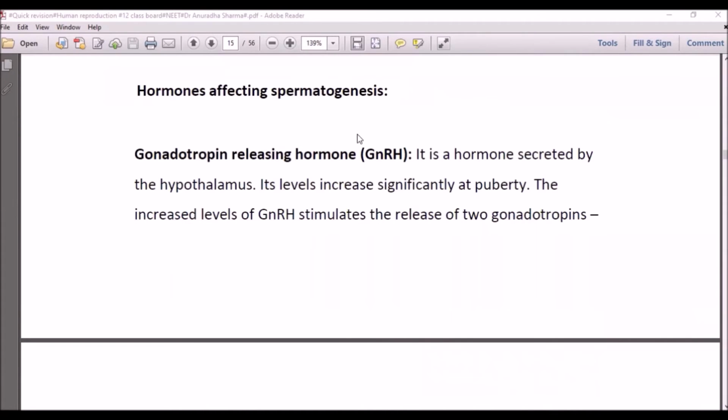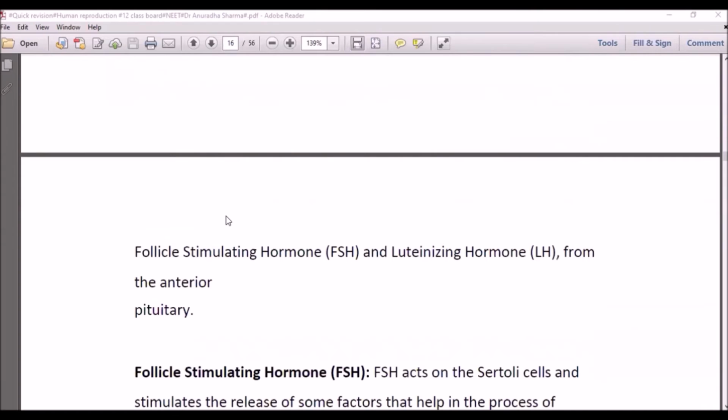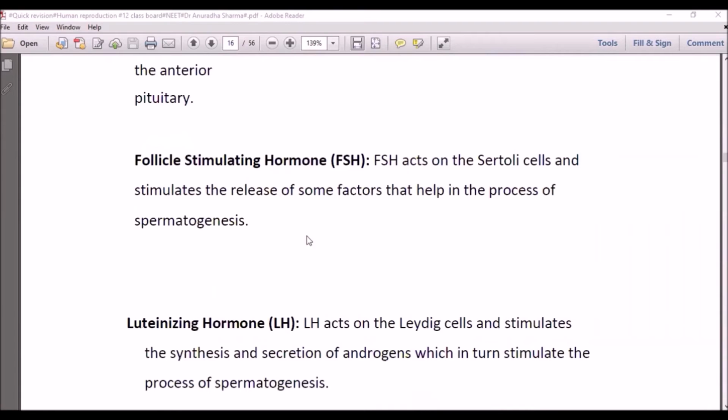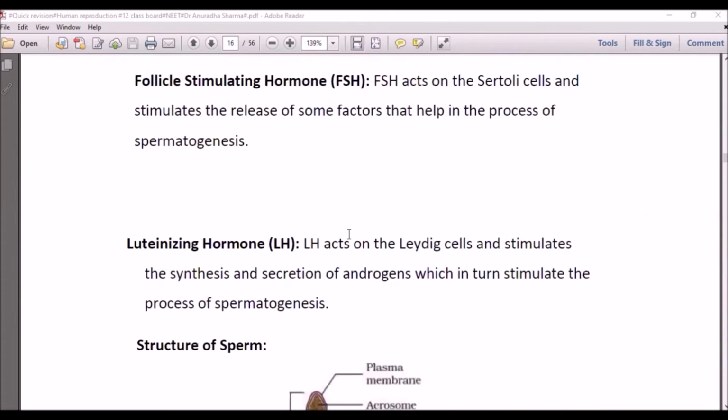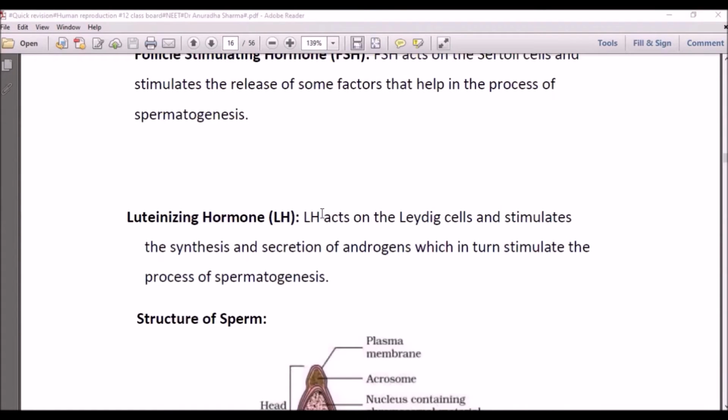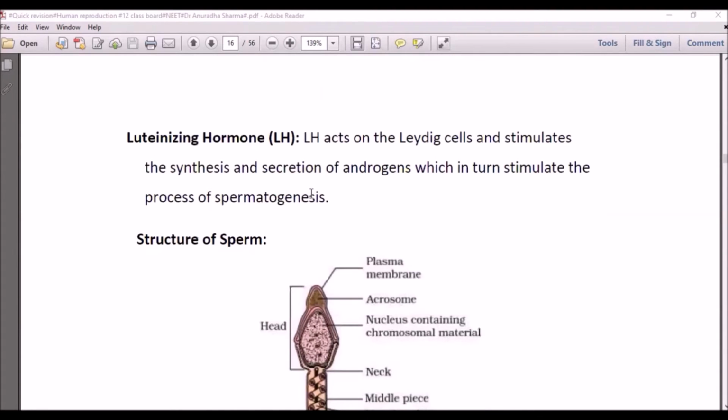Now there are various hormones, which I have already discussed, affecting spermatogenesis, like gonadotropin-releasing hormone secreted by the hypothalamus, and gonadotropin. In gonadotropin, there are two hormones, FSH and LH. FSH acts on Sertoli cells and releases certain factors which help in the process of spermatogenesis. Whereas luteinizing hormone acts on the Leydig cells and increases the secretion of androgens, which further stimulate spermatogenesis.